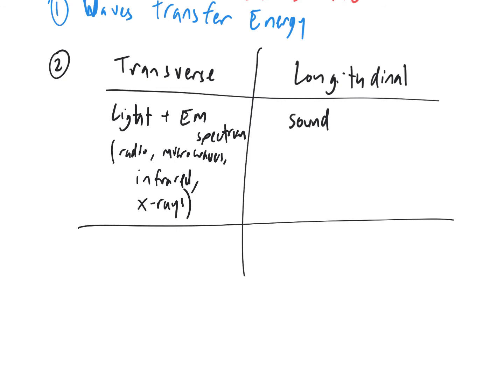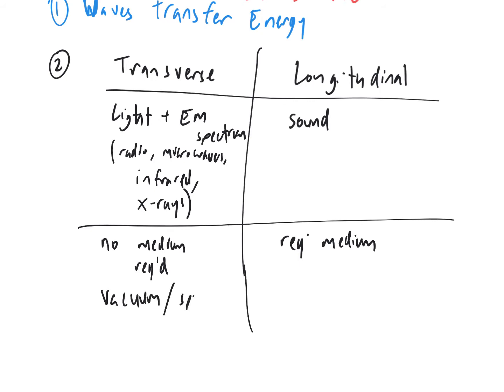Transverse waves, such as light and the electromagnetic spectrum, require no medium. That means there's not any stuff that you need. Longitudinal waves require a medium. So transverse waves could be okay in a vacuum or in space, and longitudinal waves could not.